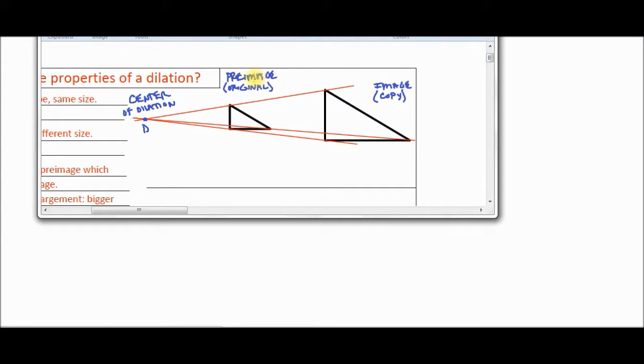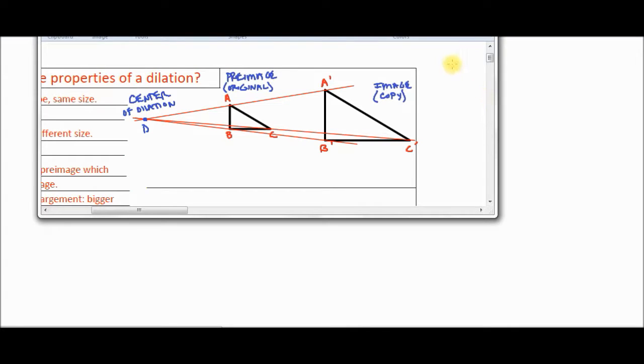Okay, and let's label some vertices here. I'm going to label this as A, and this as B, and this as C. And if we're going to label our copy, we can label these with prime notation so we know which point goes to which point. You don't have to do that, but it sure is a nice way to keep track of which point corresponds to which point.